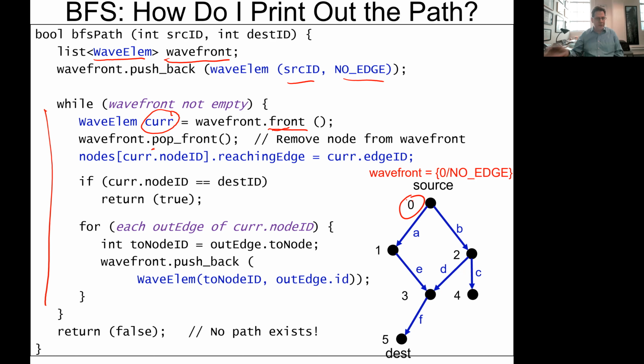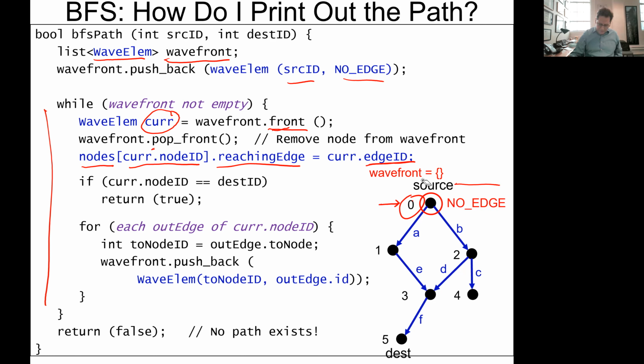I'm going to use it for a little while and then throw it away. So I say nodes, which is a vector of type node. So I've got one for every single intersection in my graph. And I say, okay, for the current node ID, which right now is the source, let's save this reaching edge. So we had it in our wavefront, it was this edge ID, let's just make sure we keep a copy of that. And the reaching edge was no edge, nothing before for this case. So I'm going to store that right here.